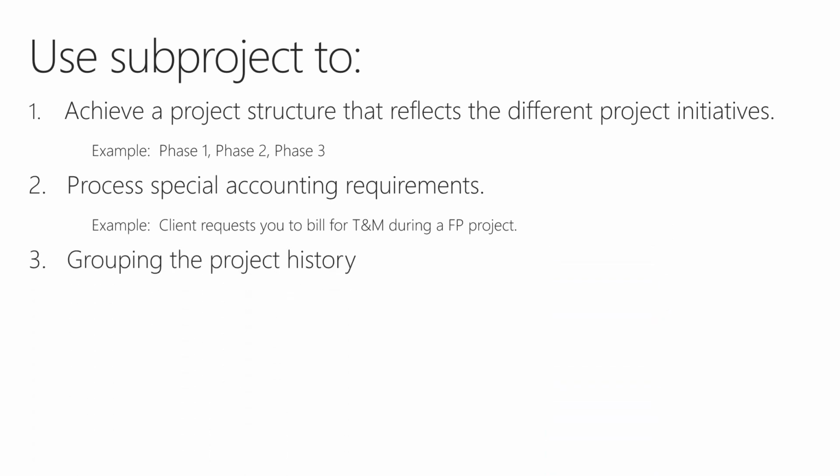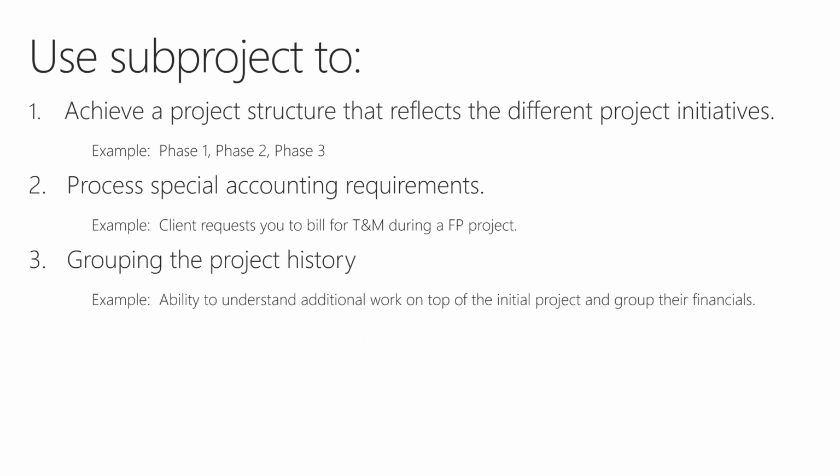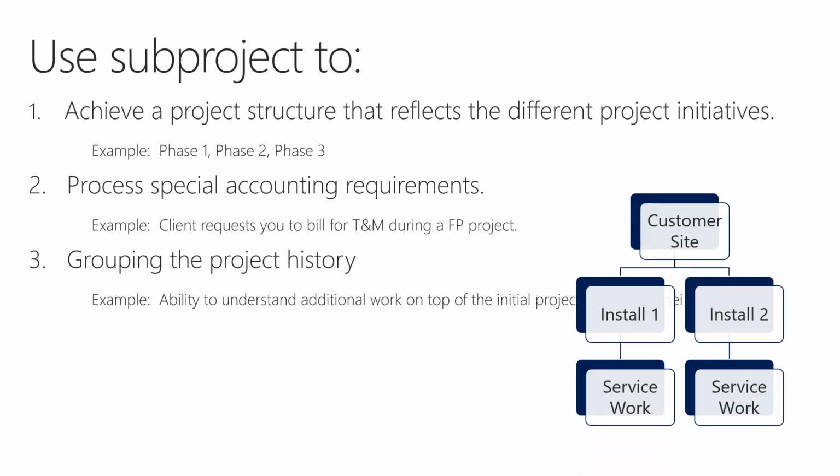Third example would be grouping the project history. That's an example when you would want to use a sub-project. Here's an actual real world example: ability to understand additional work on top of the initial project and to group financials. So a visual will help with this one. A good example would be maybe you are installing equipment at a customer site. So you could have the top level project be the customer site, and then each piece of equipment that you're installing could be the first level, which would be install 1 and install 2. So that could be item XYZ and item ABC.